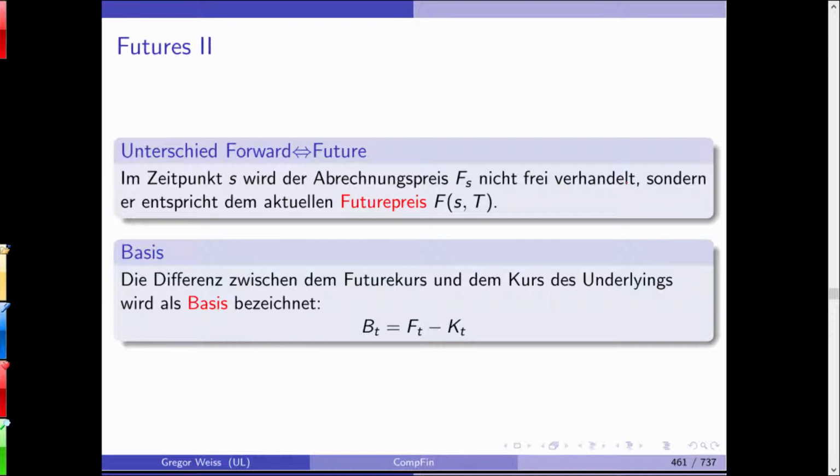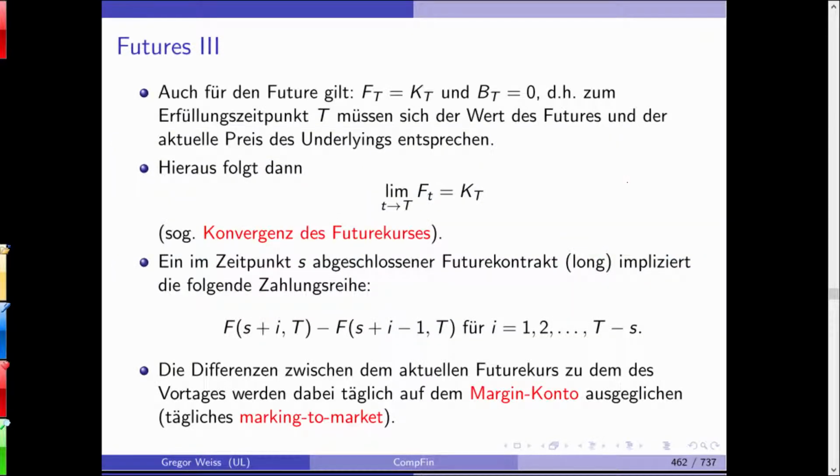This is the basis, the difference between the spot and the future price. And basis risk is, of course, the risk that this basis will widen or sharpen and close. And this here is the basis. And we'll see how this works out later on.